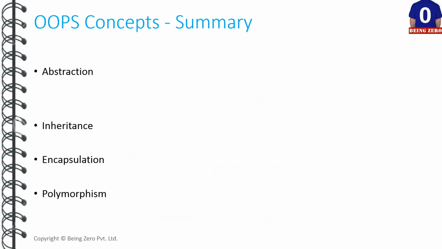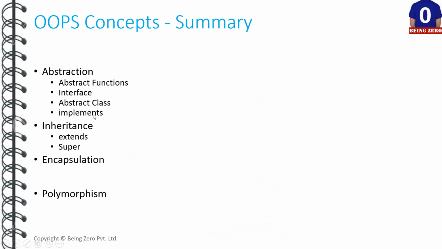Each of these concepts has certain subtopics under it. If we talk about abstraction under Java, there are four concepts that typically fall under it: interface, abstract functions, abstract class, and the implements keyword. Then there is inheritance. In Java, keywords like extends and super fall under the category of inheritance. Encapsulation has the concept of package and access modifiers. And polymorphism has two concepts, overloading and overriding.